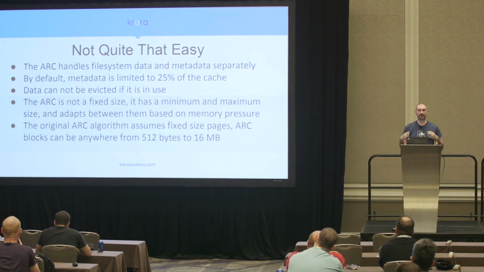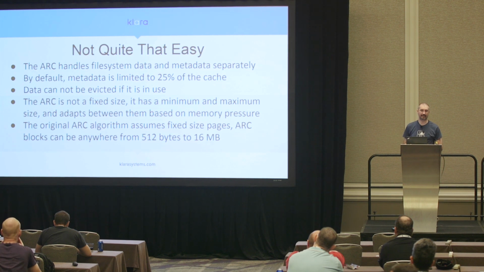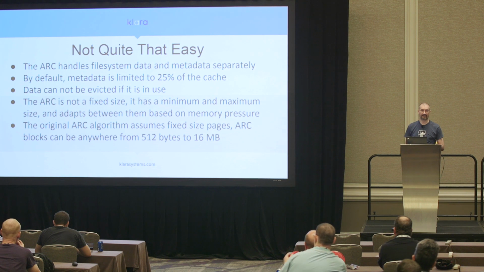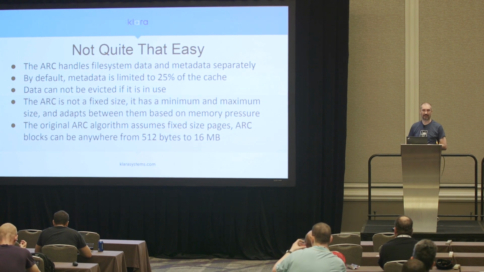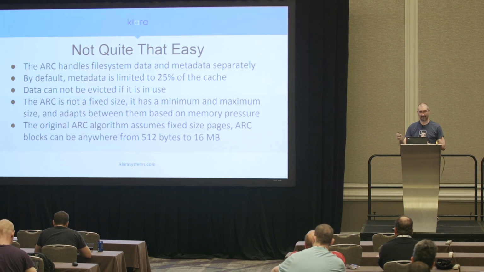It turns out that the version of this ARC algorithm they implement in ZFS is slightly different than the original paper, because the original paper assumed that all your pages would be the same size. But in ZFS, we use records that can be anywhere between a 512-byte sector on a hard drive up to 16 megabytes. So the algorithm had to change a little bit to deal with the fact that every page isn't just 4K.